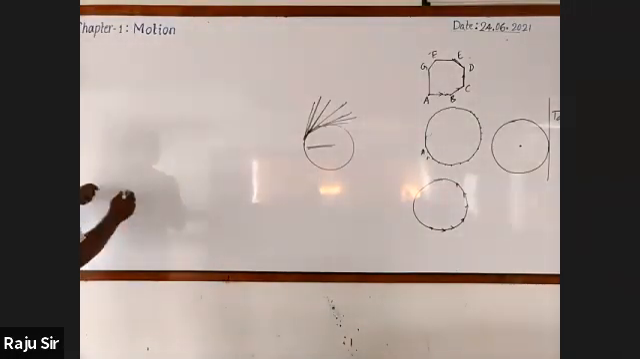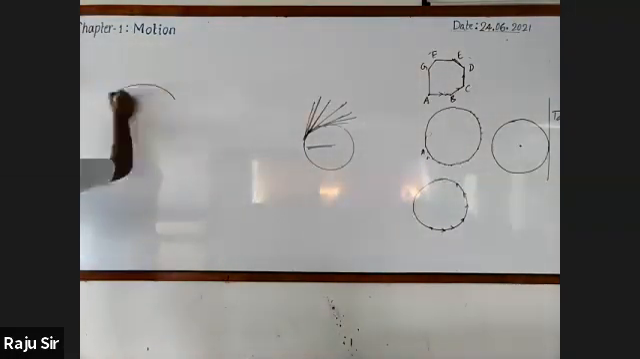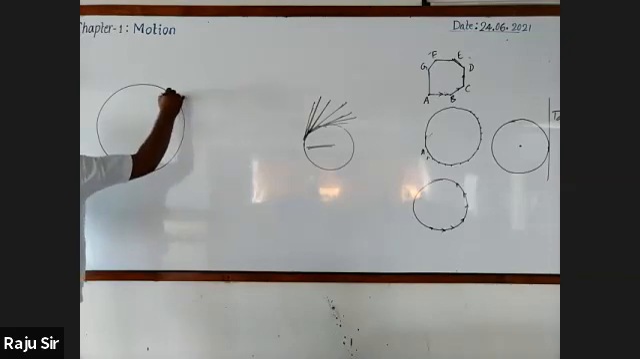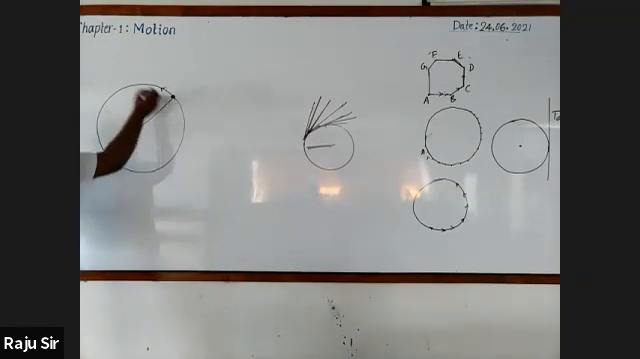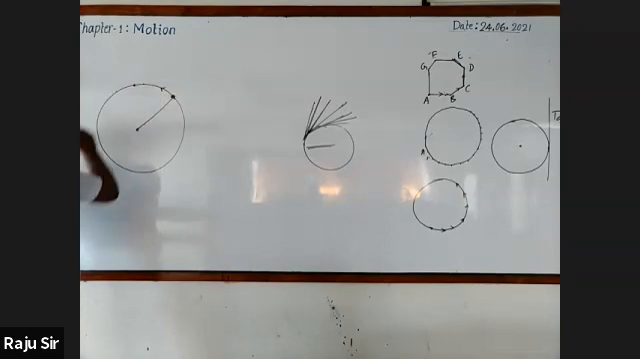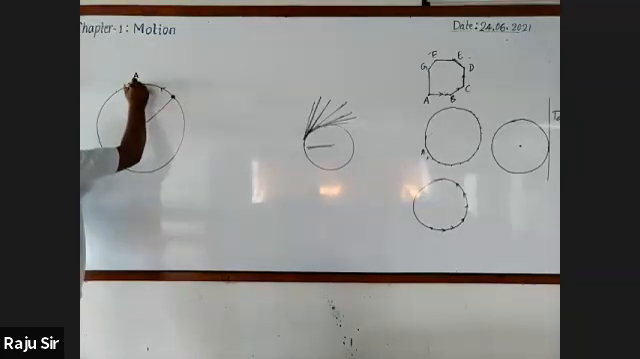Look at this, a circular path in which the stone is moving in the anti-clockwise direction. It comes to this position, this, and this. I'm going to take the position A. This is the position of the stone, A.